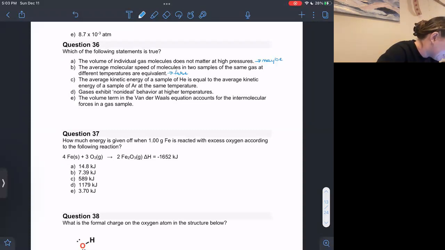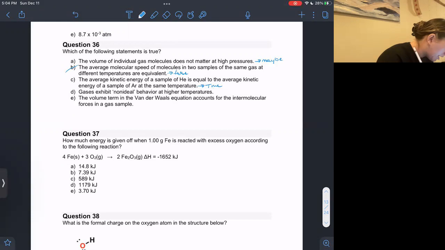C: the average kinetic energy of a sample of helium is equal to the average kinetic energy of a sample of argon at the same temperature. That's definitely true. At the same temperature, all of them will have the same kinetic energy, but they will be at different speeds. Helium's lighter than argon, so helium will be moving faster, but will have the same kinetic energy as argon. So that's true. Get rid of B, and maybe we feel good about C.